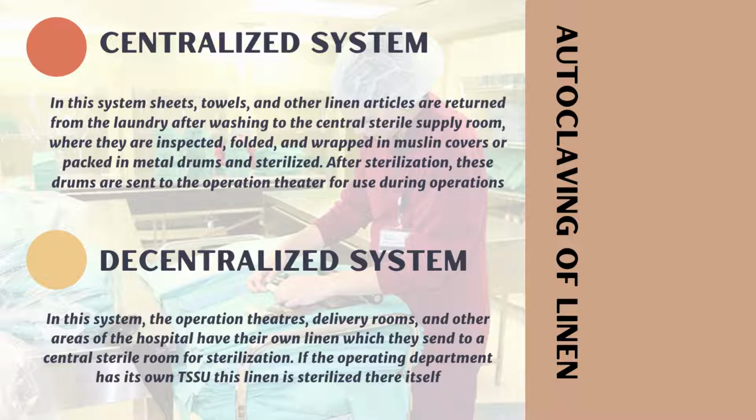And the decentralized one is in this system. The operation theaters, delivery rooms, and other areas of the hospital have their own linen, which they send to the central sterile room for sterilization. If the operating department has its own TSSU, which is theater supply unit, this linen is sterilized there itself. So there's a difference between centralized and decentralized.